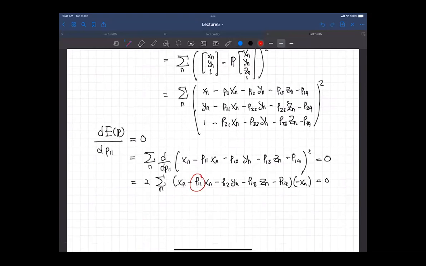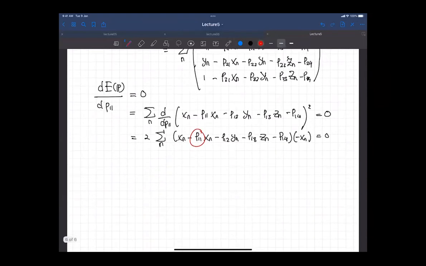But as you can see here, p11 depends on the other variables. And actually, you will not be able to get a closed form equation that P11 equals something. You cannot have that kind of equation. So because you cannot get a closed form equation, what would be your solution? Yes, we have to use Newton's method.